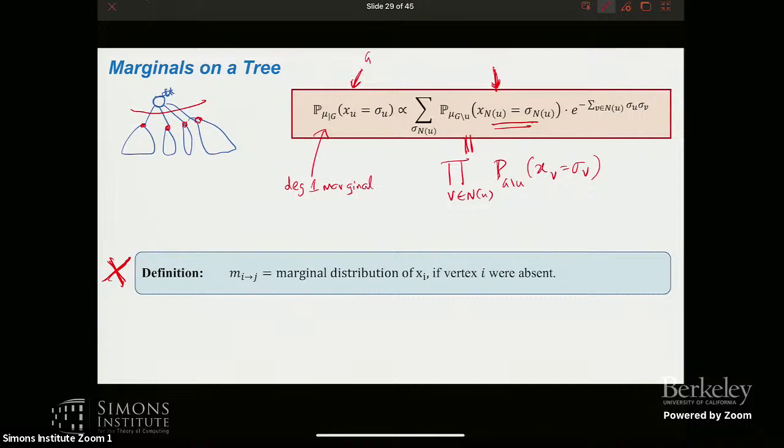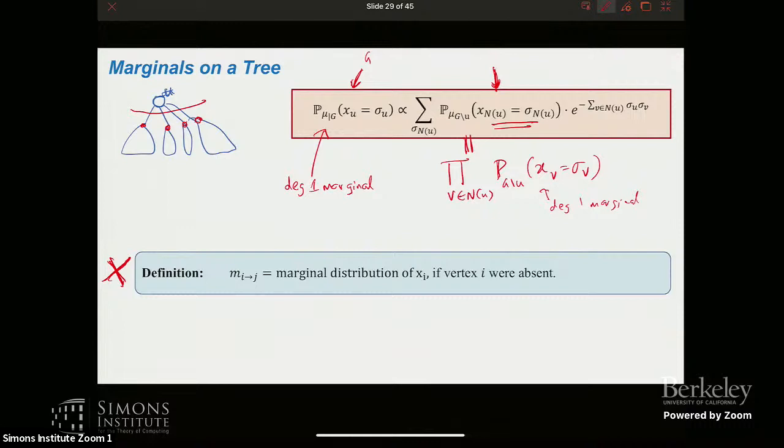Degree 1 marginal, as it's a marginal of a single vertex. And the right-hand side now is also a degree 1 marginal. Okay, so we can hope to use this relation on a tree, as you can remove vertices, and it's like dynamic programming. And in fact, all you need is some definition here.